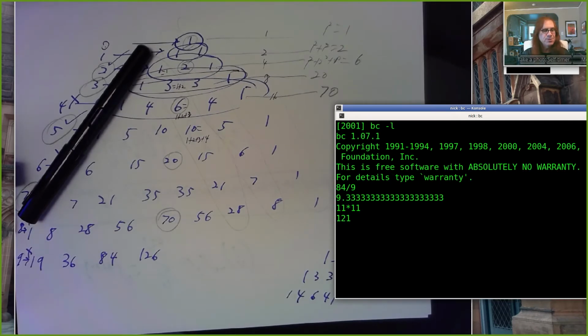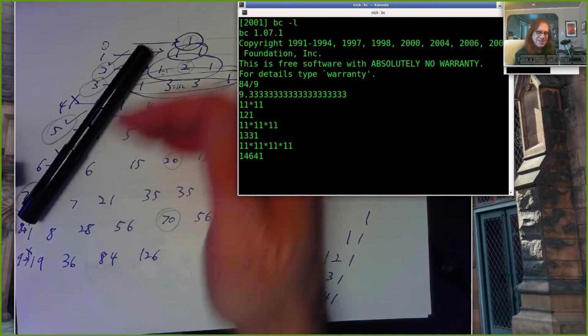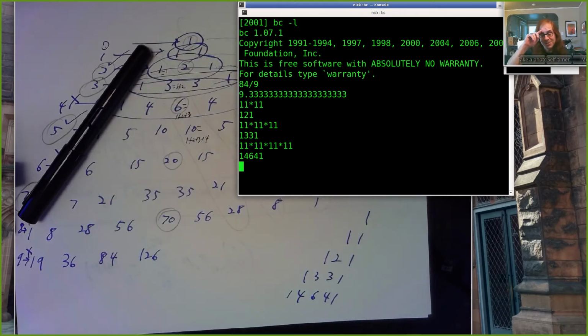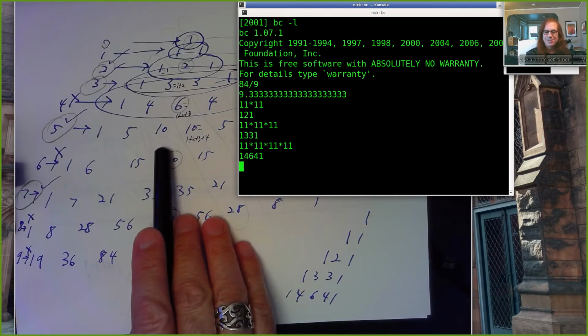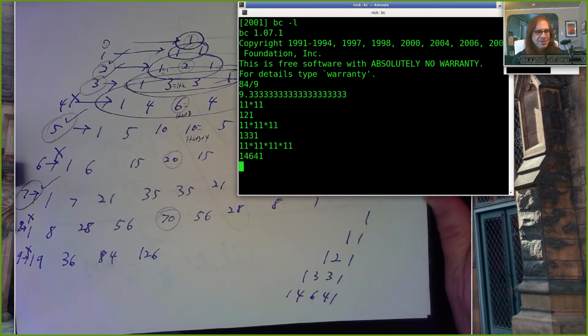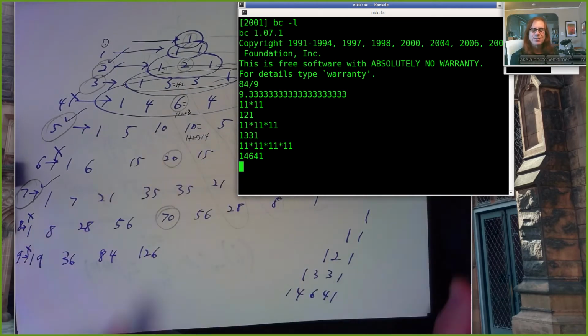Well, 11 squared is 121. 11 cubed is 1,331. 11 to the 4th is 14,641. So each row of Pascal's triangle is basically giving us a higher power of 11. And it kind of breaks down here because 10's not a digit, but if I did this in hex, this would be the hex number for 11 to the 5th. Why 11? It has to do with this business of adding the two things above you and thinking of a 1's place and a 10's place.